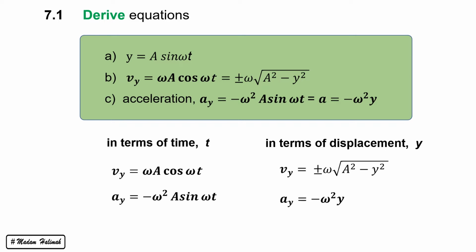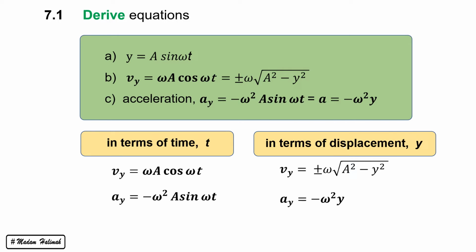Begitu juga dengan acceleration, ay is equal to minus omega square a sin omega t. Yang sama juga dengan minus omega square y, in term of time t and in term of displacement y. Ya, perhatikan baik-baik in terms of time t dan in terms of displacement y. So, kita nak terbitkan yang mana satu, kita kena pastikan dahulu equation tersebut, ya, in term of t ataupun in term of displacement y.